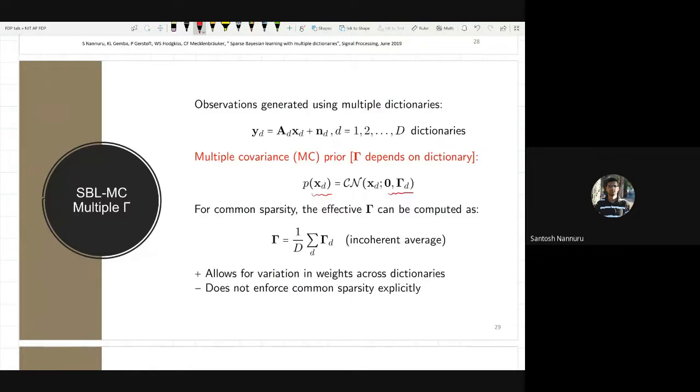So that's what we do. For each observation, which depends on a different dictionary, we assume a different gamma, find that separately for each of them, and just average them. This is called incoherent averaging. So this allows for variations across dictionaries, but it's not efficient, it's not good at finding the common sparsity. That's what we observe.